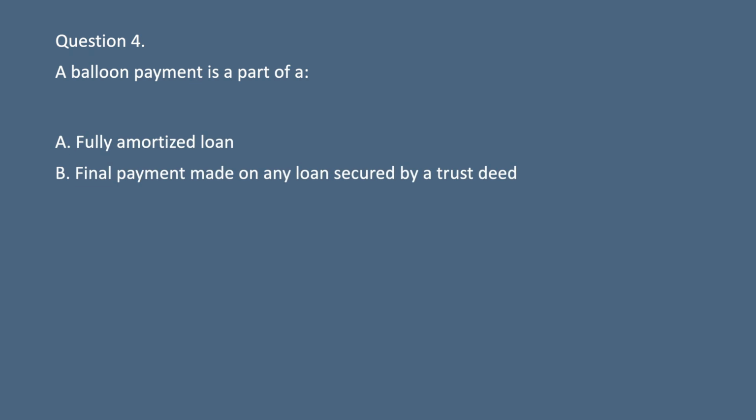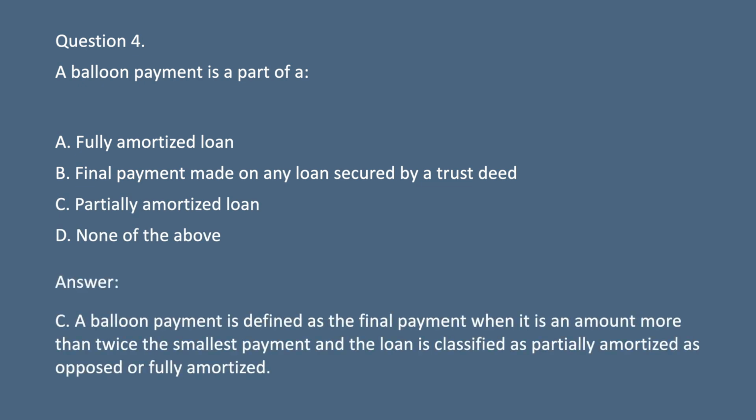Question 4. A balloon payment is a part of A. Fully amortized loan. B. Final payment made on any loan secured by a trust deed. C. Partially amortized loan. D. None of the above. Answer. C. A balloon payment is defined as the final payment when it is an amount more than twice the smallest payment and the loan is classified as partially amortized as opposed to fully amortized.